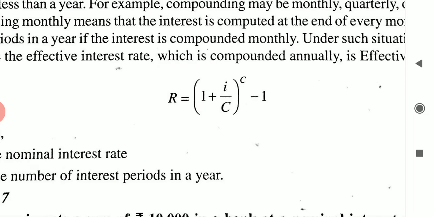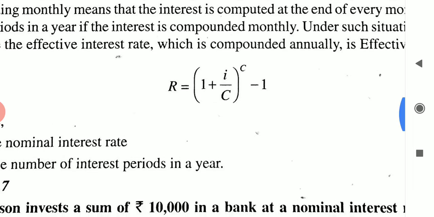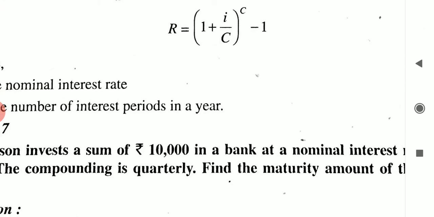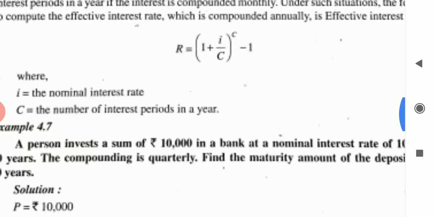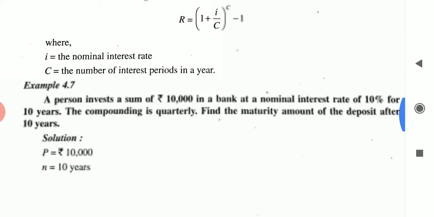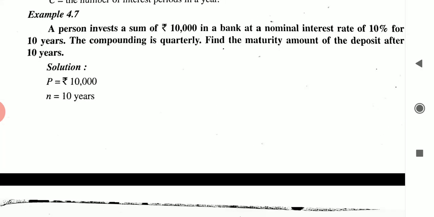Okay, nominal interest rate is the NIR, the periodic interest rate times the number of periods per year. NIR does not take the effect of compounding during the year into account, whereas the effective interest rate, EIR, does. And the effective interest rate is R equal to (1 plus I by C) raised to C minus 1. So we will solve one more problem.